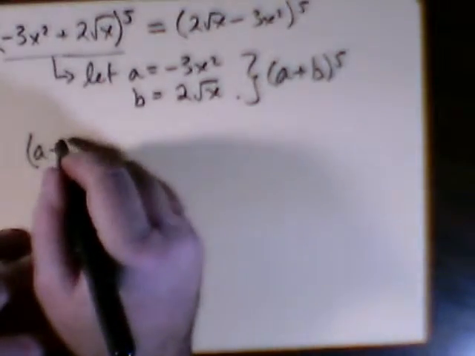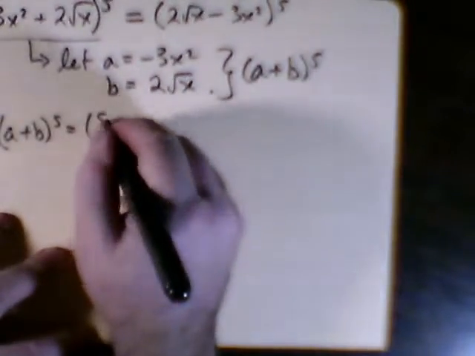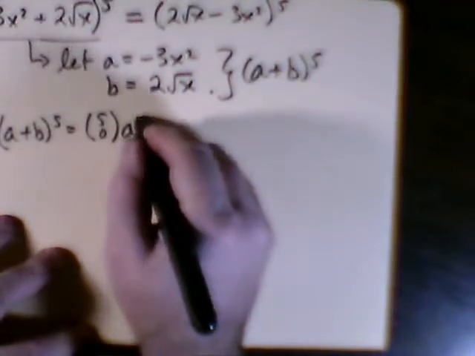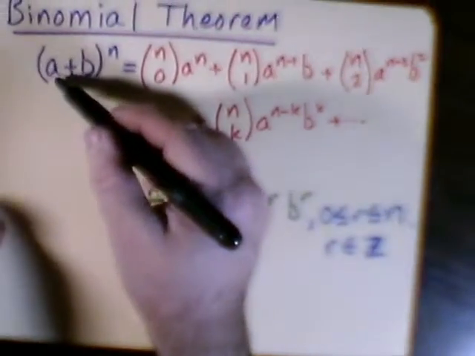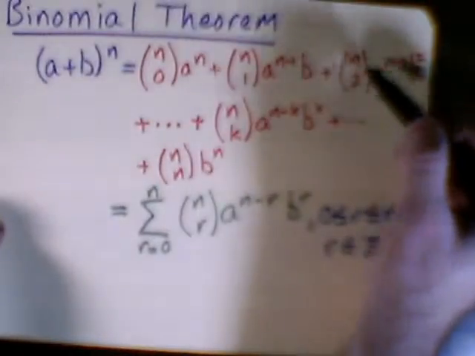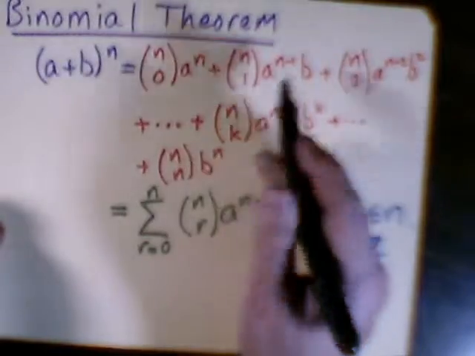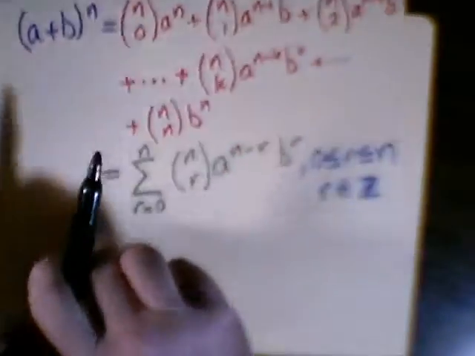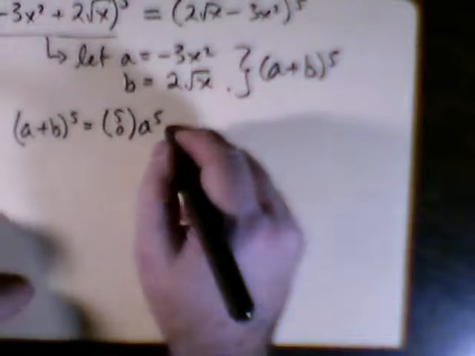Okay, so (a plus b) to the power 5 equals, this will be 5 choose 0, a to the fifth, and that follows in line with the first term, n choose 0. So we have (a plus b) to the power 5. So these n's are all going to be 5's, and we'll go all the way up to 5 choose 5. So this is not going to be very long, as this formula would suggest.